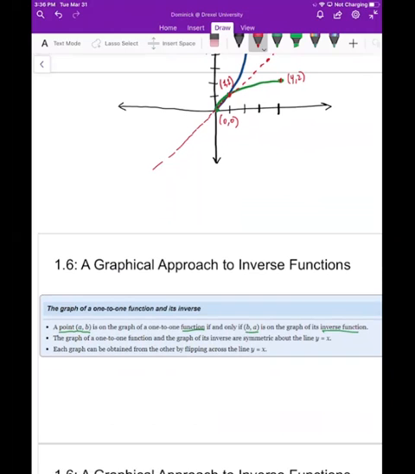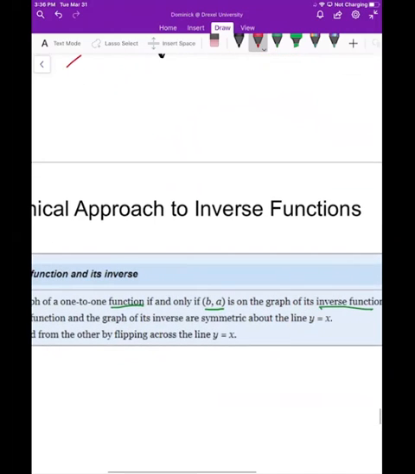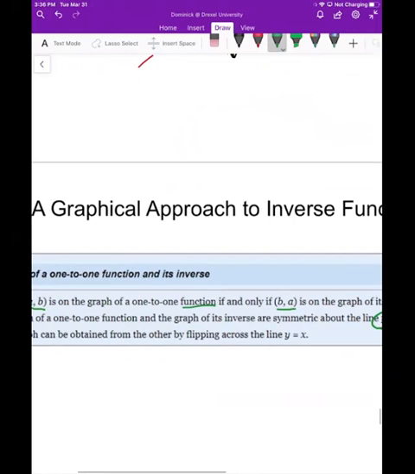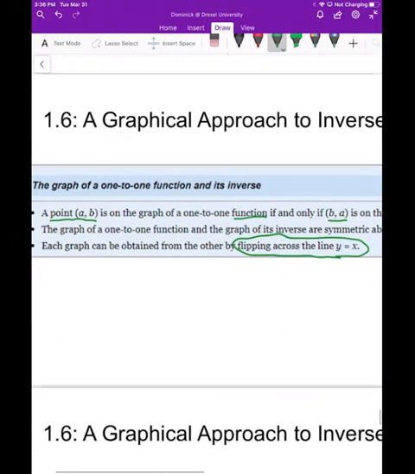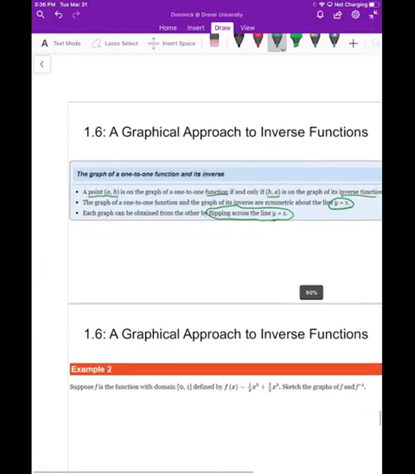All right, and then next comes this idea that a function and its inverse are symmetric about the line y equals x, right? So that's an important fact that we just discussed here. And of course, what that second bullet really means is that you can get one from the other by flipping it across the line y equals x, right? So we'll look at an example of that.